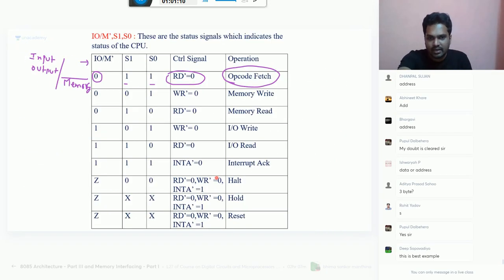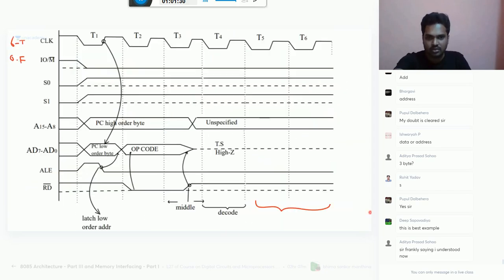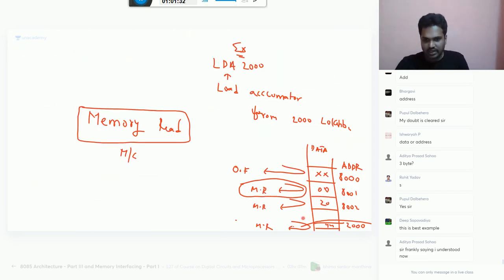For memory read, your S1 S0 should be 10. Memory should be 0. Read bar signal should be 0. These things you should get. So now come here. At the end of the day, everybody will be able to understand. Don't worry about it.